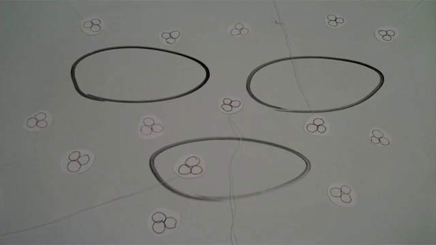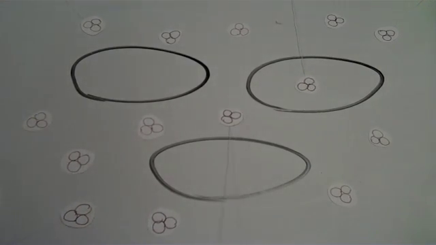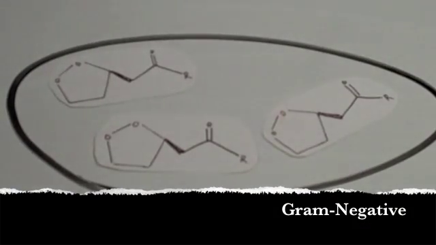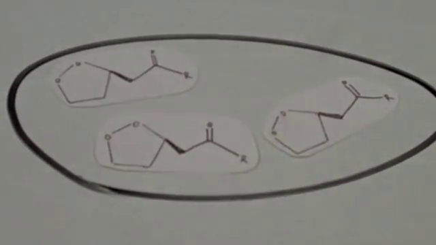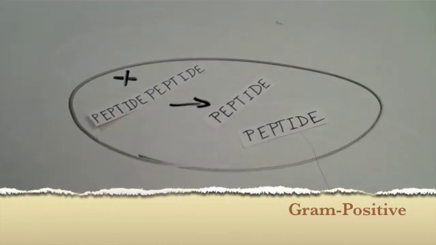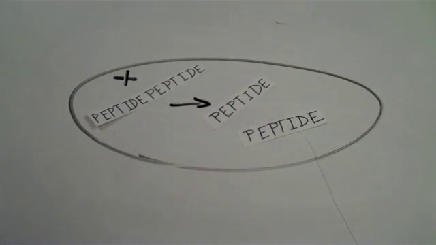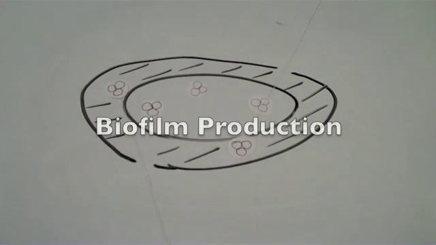Because the membrane components of gram-negative and gram-positive bacteria are pretty different, the two types of bacteria use different signal molecules. Gram-negative bacteria use an acylated homoserine lactone molecule as their autoinducer, while gram-positive bacteria use processed oligopeptides as their signal molecule. Some group behaviors that can be initiated are bioluminescence, biofilm production, virulence, and sporulation.